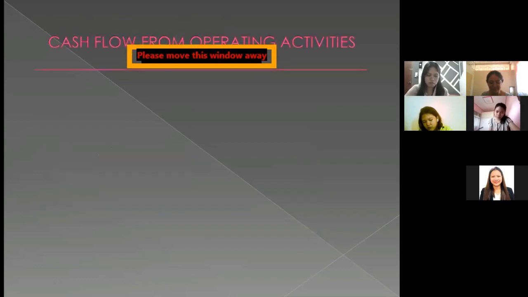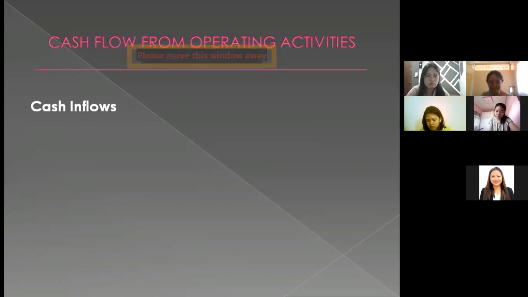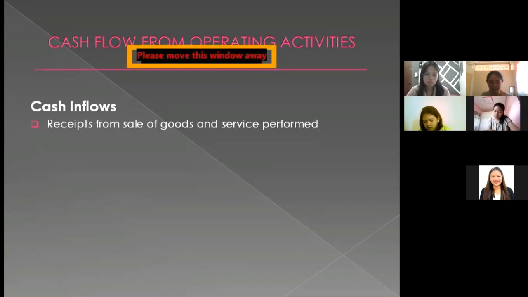Let's see. So, dito, cash flows from operating activities. So, under operating activities, under cash inflows, we have receipts from sales of goods and services performed.